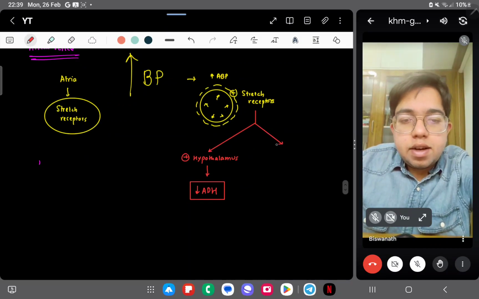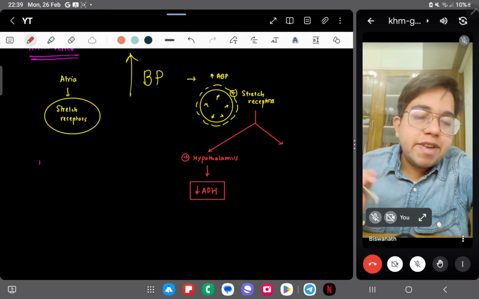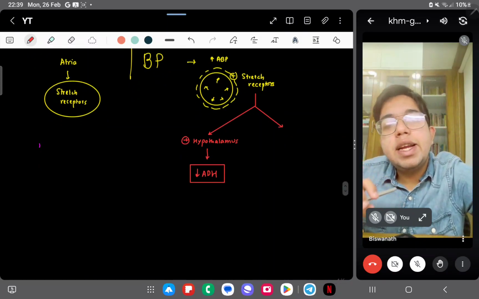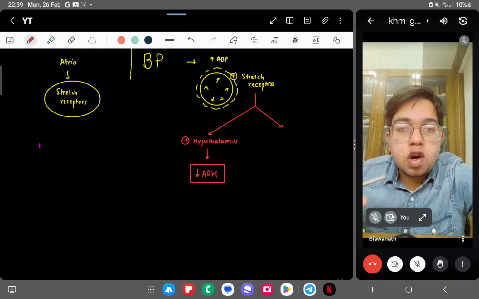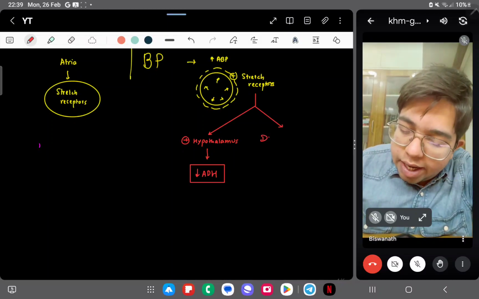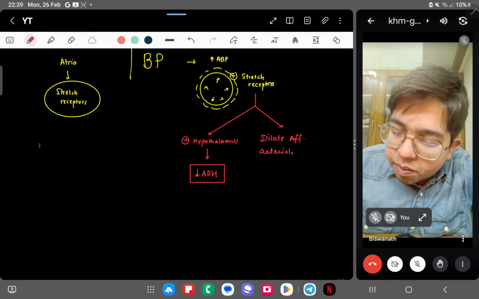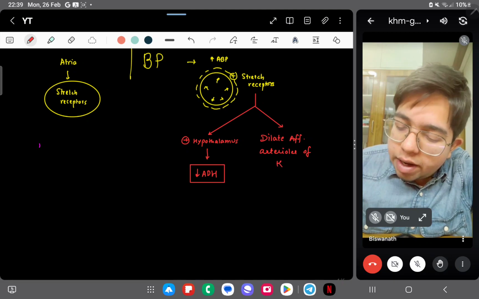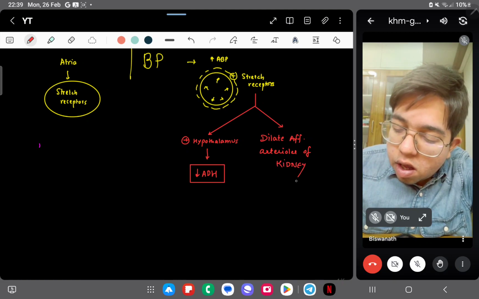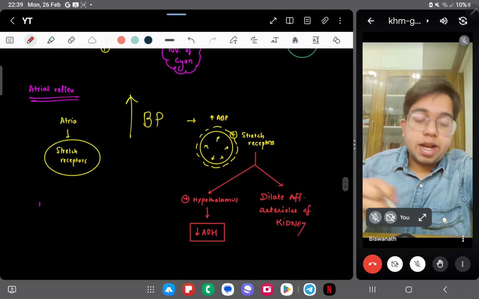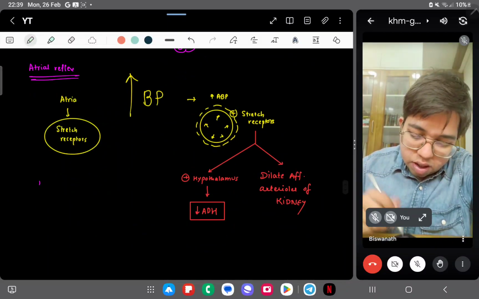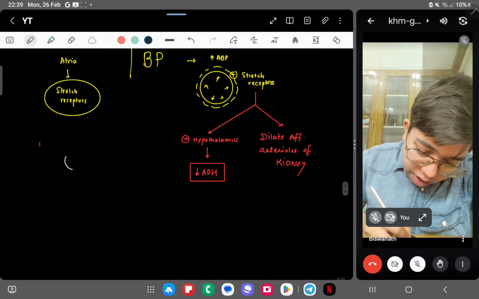Another thing, let's discuss the second thing, then it will be very easy. Another thing, it will dilate the afferent arterioles of the kidney. Dilate, this is very important. Afferent, just understand, arterioles of kidney. Afferent arterioles are dilated. Just imagine your nephron. You know about the nephron?